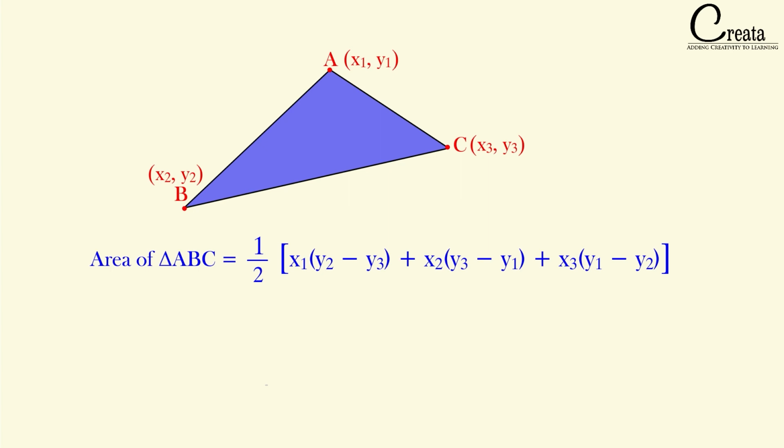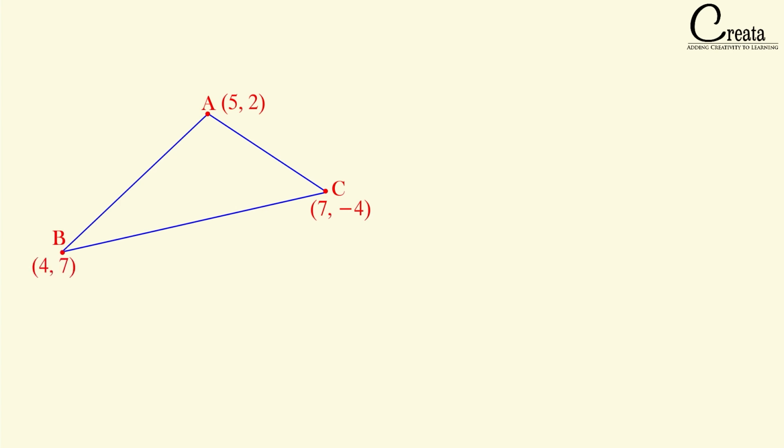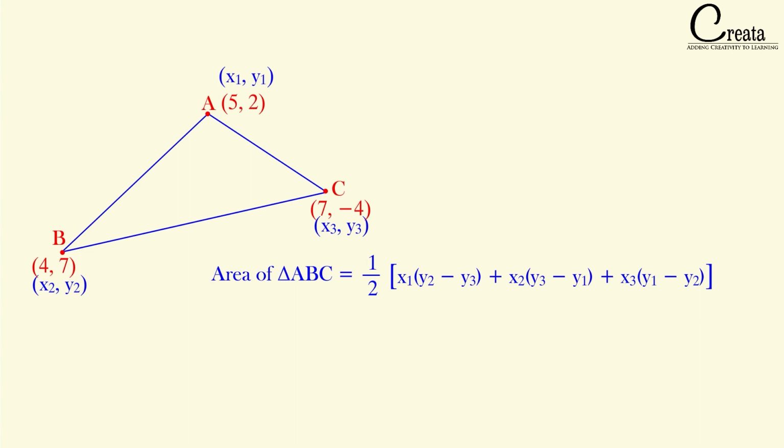So this is the formula. Don't be afraid of this formula. It is just a simple half into some of the technique that we have used. Suppose let's take a triangle. The coordinates are given. Let's assume the first point as x1, y1, second as x2, y2, and third as x3, y3. Simply we know all the terms. We can apply the area of the triangle formula.